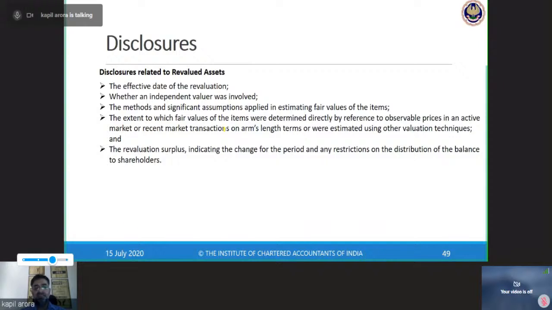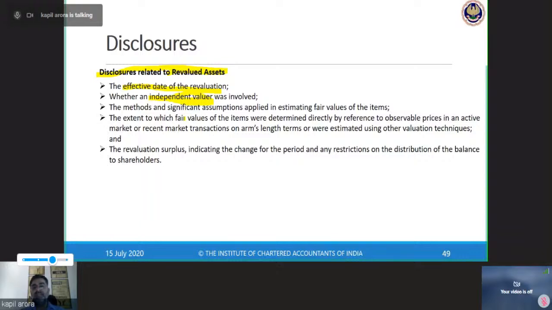and there are certain disclosures which are specifically related to revaluation of the asset. If we revalue the asset, only then we have to disclose. Otherwise, no disclosure is required. And these are on which date the revaluation happened. When we revalued, was an independent valuer involved or not? Because for fair valuation, as per the guidance, every time where fair valuation is required, we need to involve an independent third party valuer for that.